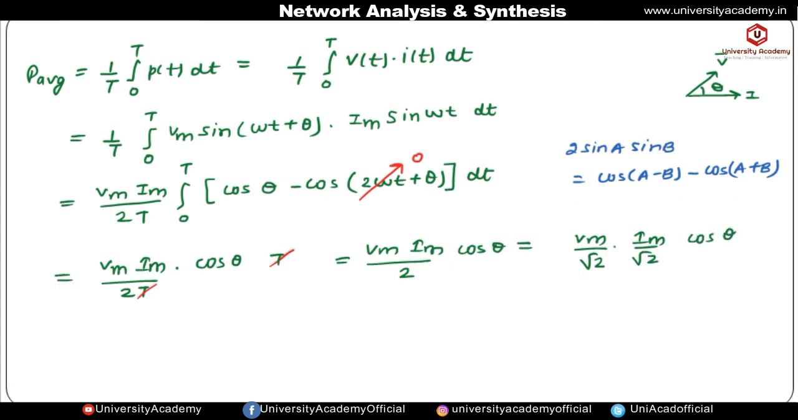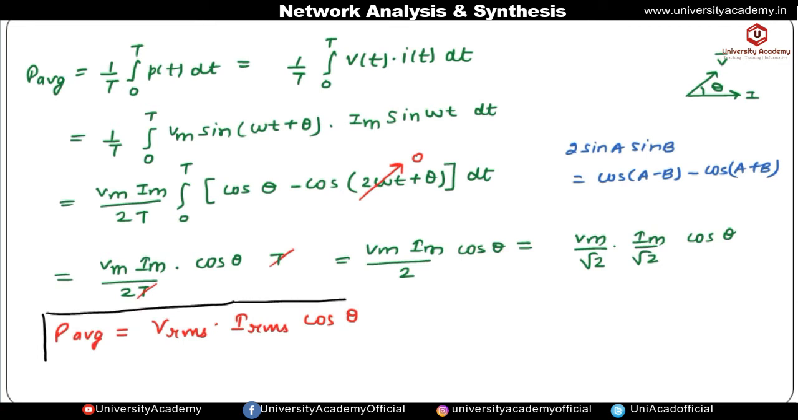So Vm by root 2 is nothing but Vrms. It means we are getting the average power, which is also known as true power or real power or active power. It is given by the formula Vrms into Irms into cos of theta, where theta is the angle between V phasor and I phasor, that is, the angle between voltage and current. In case of an RL circuit, this theta is lagging, so theta is positive.